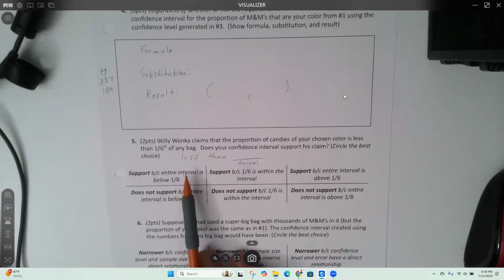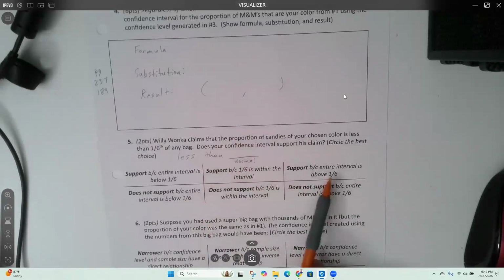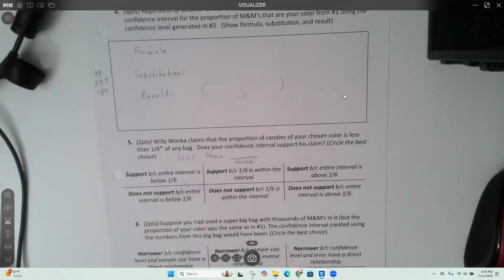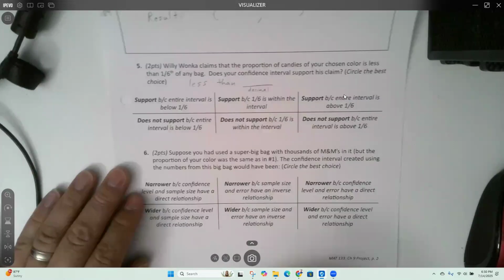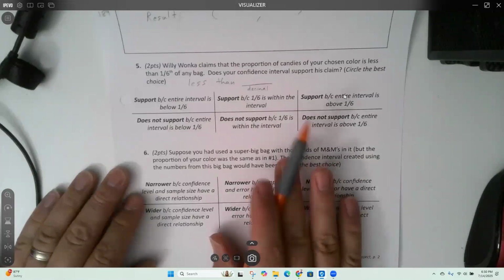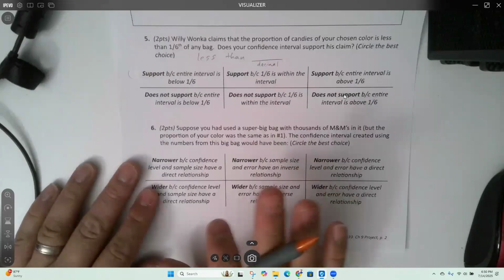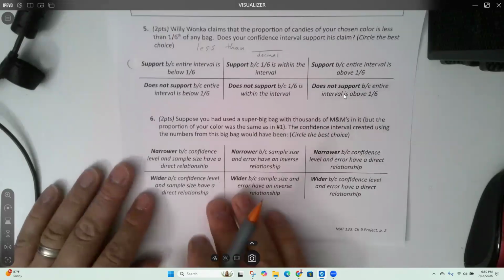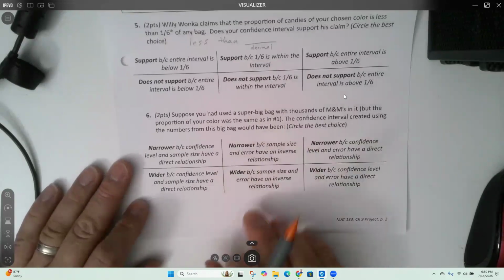And that's based on whether 1/6 is inside the interval that you created, or whether it's below or above. Once you've done that, we're definitely going to go through these tonight. At the moment, we're just reading through, giving you some hints on how to do this. We'll stop the recording in a second, and then we'll go back through and do this together.